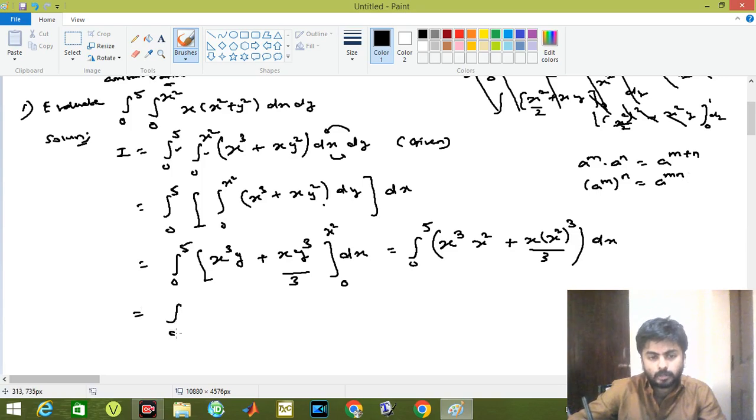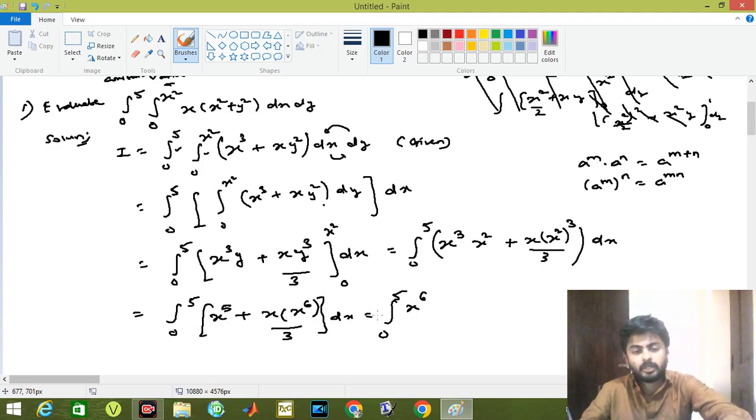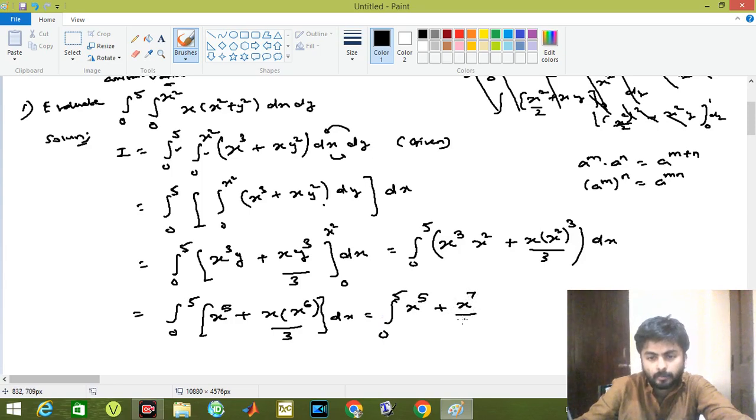By these two rules you will get integral 0 to 5 of x power 3 into x power 2, which becomes x power 5, plus x into x power 2 whole power 3, which becomes x power 6, by 3, into dx. Then you will get integral 0 to 5 of x power 5 plus x power 7 by 3, because when x is the base the power is 1, so x power 1 into x power 6 is x power 7, by 3 into dx. Now you have to integrate this with respect to x.